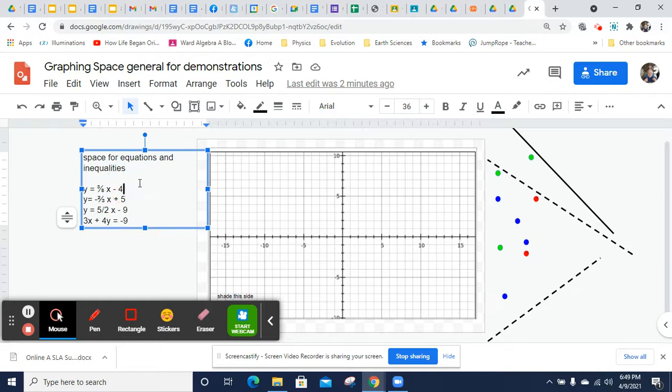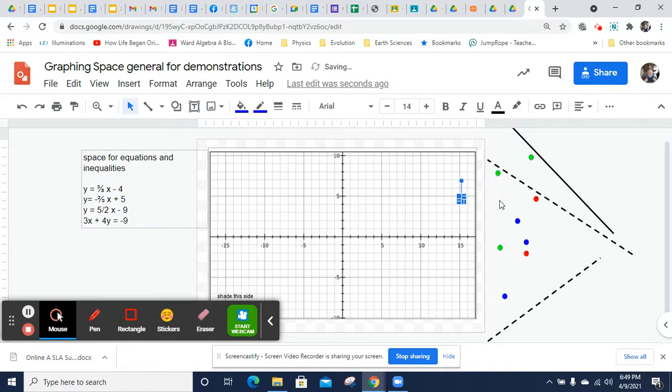We've got y equals 3/8 x minus 4. So start off by just plotting that y-intercept. I'm going to grab a blue point and move it over using my arrow keys. I'm going to bring it down to a y-intercept of -4, because y equals mx plus b tells me that that -4 is in the y-intercept position.